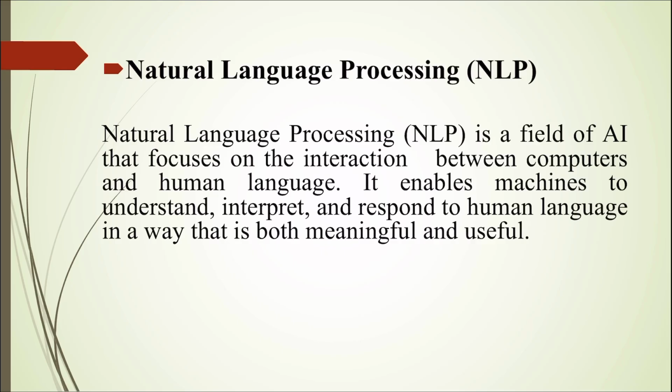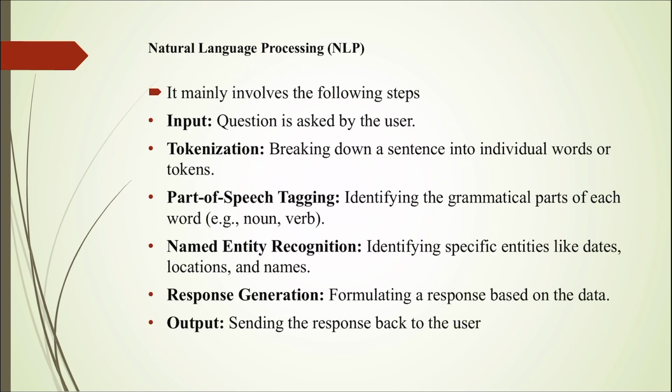And the third type of artificial intelligence that we are going to talk about is natural language processing. So natural language processing is a field of AI that enables and eases the communication between a computer and a user. So it enables the machines to understand, interpret, and respond to human language in a way that is both meaningful and useful. Let's see what steps or processes are involved in natural language processing.